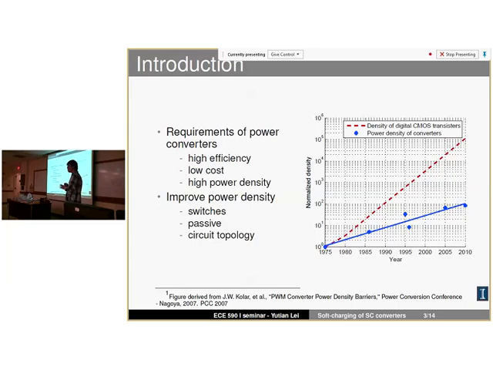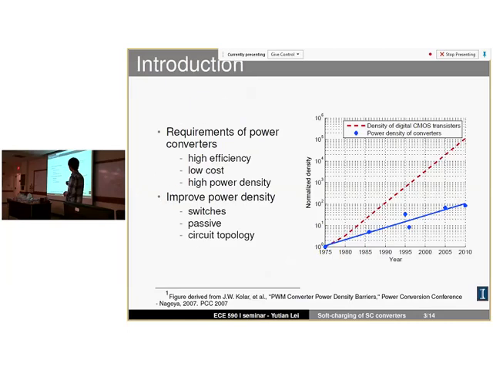Now, to improve power density, we can either improve the switches. For example, now we have gallium nitride switches and silicon carbide switches that are beginning to be commercialized. We can also shrink the passive component sizes, like capacitors and inductors. Another way is to look at the circuit topology, to see whether we can find a better circuit topology that is able to utilize the switches better, and utilize the inductors and capacitors better. And that is the focus of our research.